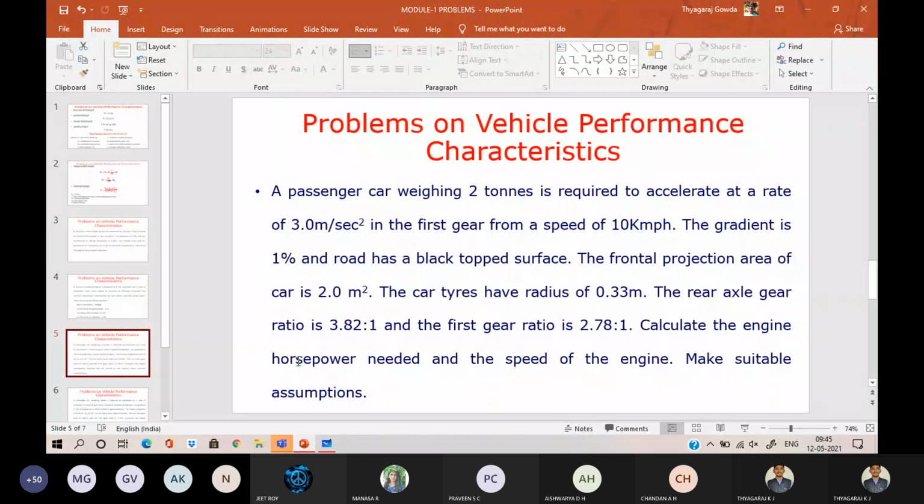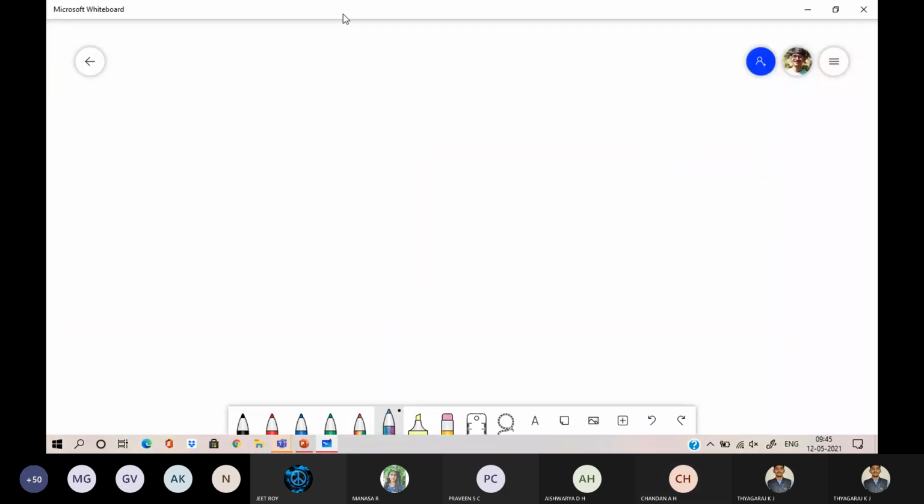Okay, shall we move to the solution? Yes, sir. Okay. Now tell me what the data are. In any subject or any problem, first you have to write down what data they have given. What is the mass of the vehicle they have given? 2 tons. So 2 tons means how much do you have to consider? 2000 kg.